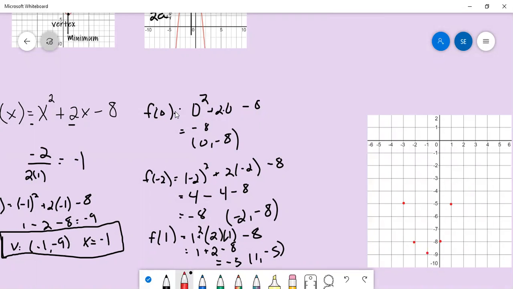And now we can start to draw this parabola. I'm not very good at hitting my points on this computer screen, but that's the gist of it. So we have a vertex at negative 1, negative 9. We have an axis of symmetry at x equals negative 1. We've plotted a couple more points so that we have an idea of our graph.